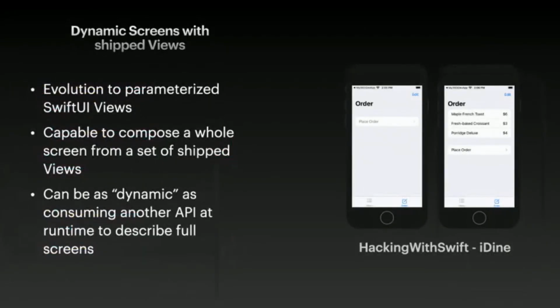To summarize this again, it's an evolution to the parameterized SwiftUI views. You're capable of composing whole screens from a set of shipped views. And it can be as dynamic as consuming another API at runtime to describe the full screens. So you could write boilerplate code around it more and more over time, and statistically you would have more edge cases coming with it, and more possibilities to ship your views, which would be great for your product manager because you can come to your product manager and say, we have 1,000 shipped views now. That creates 10,000 possible configurable views, which creates $1 million.